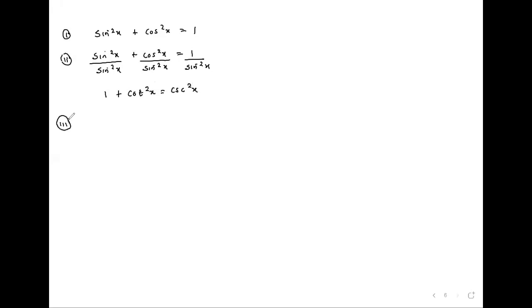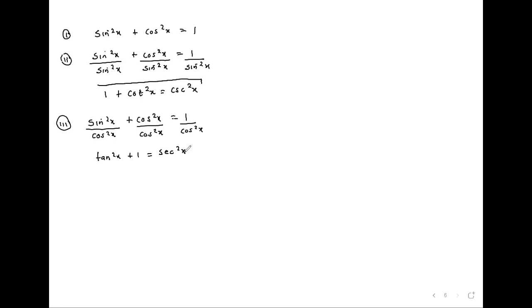The same sine squared x plus cos squared x is equal to 1. If we divide throughout by cos squared, we'll get tan squared x plus 1 is equal to sec squared x. These are very serious identities in mathematics.